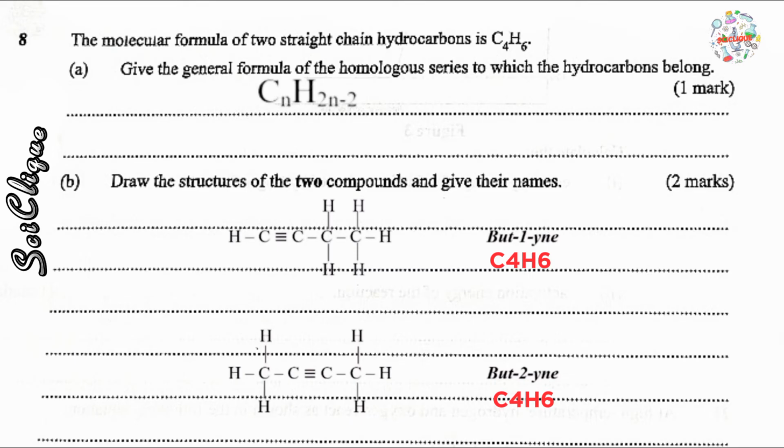The first one is going to be but-1-yne. The reason for the 1 is because the triple bond is on the first carbon atom. The second one is going to be named but-2-yne because the triple bond is on the second carbon atom.